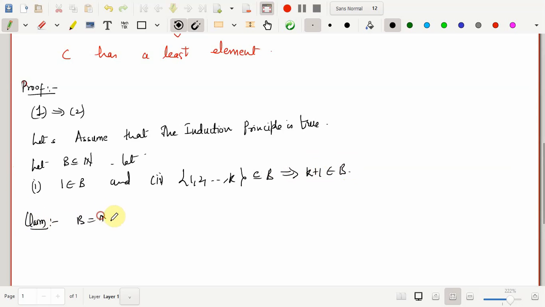For this I'll be using the induction principle. The idea is to use the induction principle to show that B is equal to N.